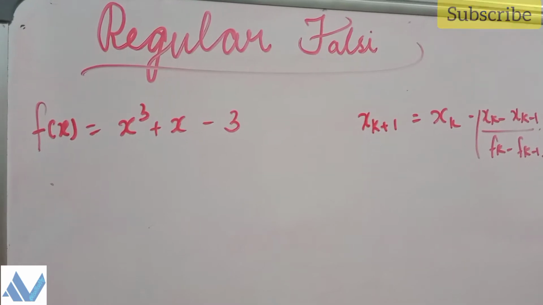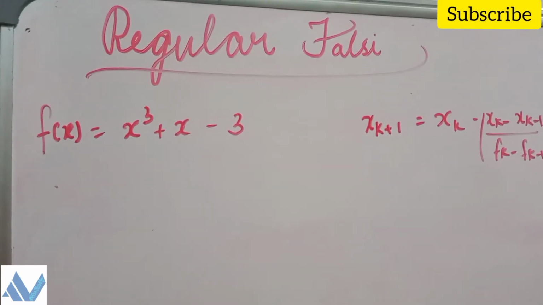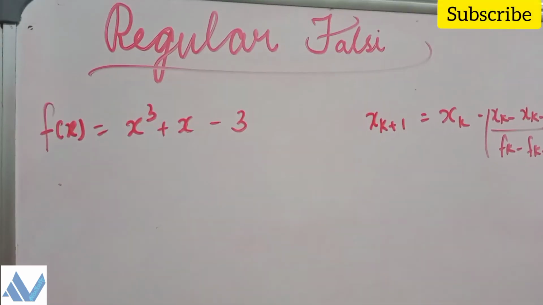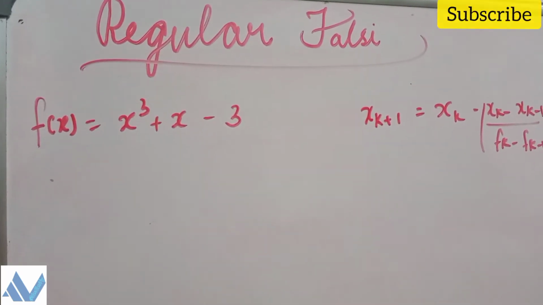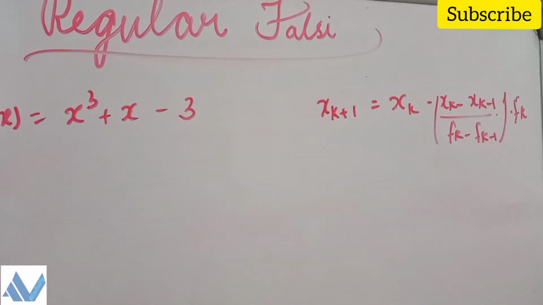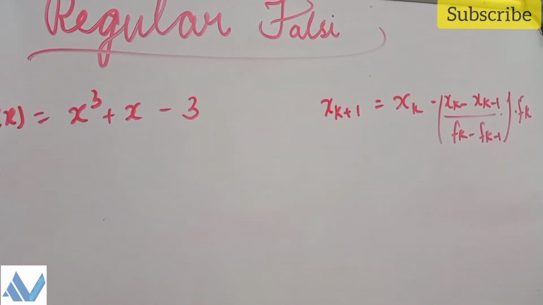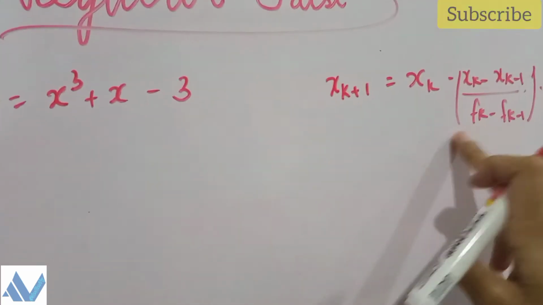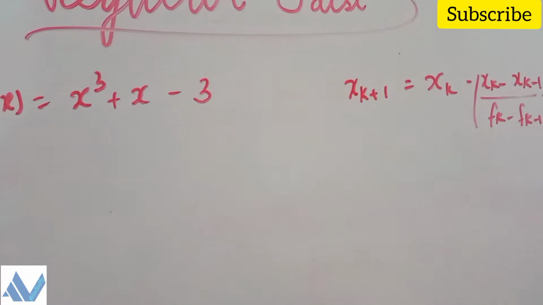So we are heading on to method 3, that is the regula falsi method, and the question is as follows: x cubed plus x minus 3. Here the formula remains the same as the secant method, that is x_k minus (x_k minus x_{k-1}) by (f_k minus f_{k-1}) into f_k. Hope you remember the brackets are here and not here. That was just for my understanding.